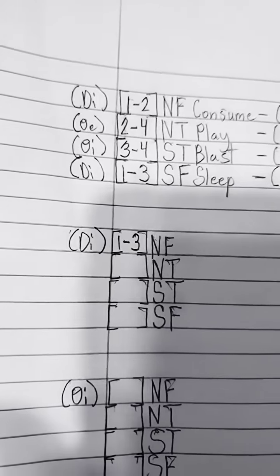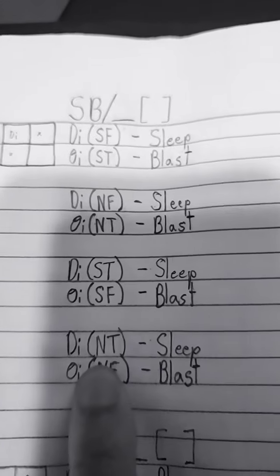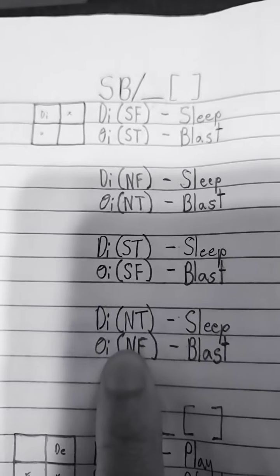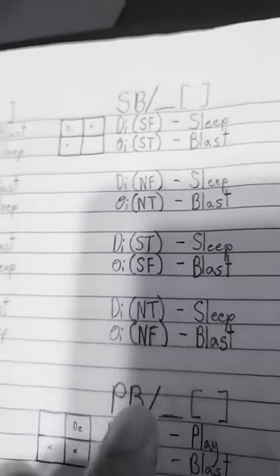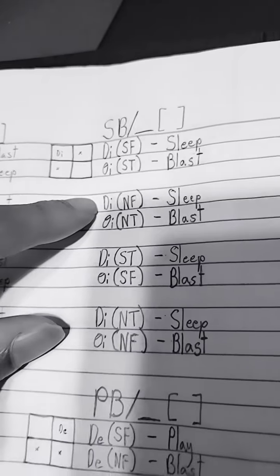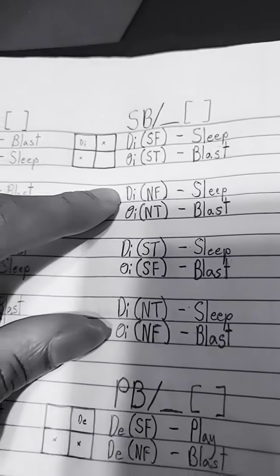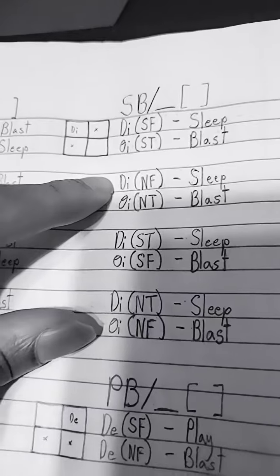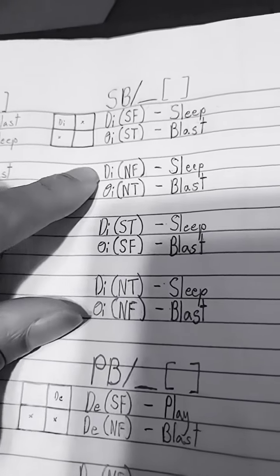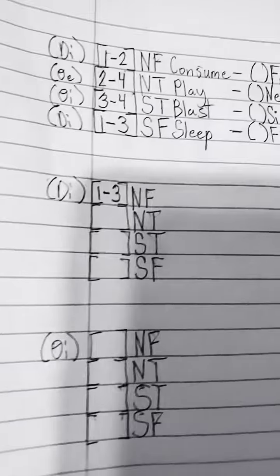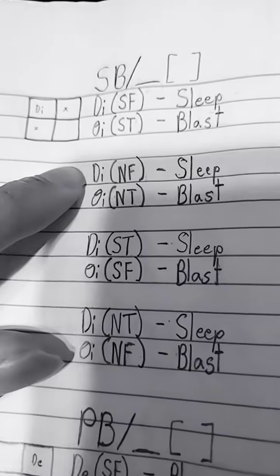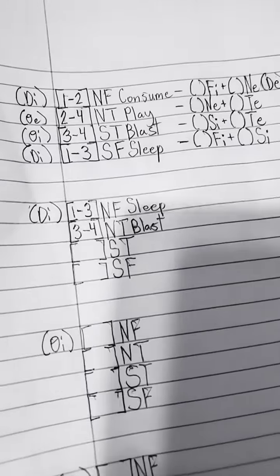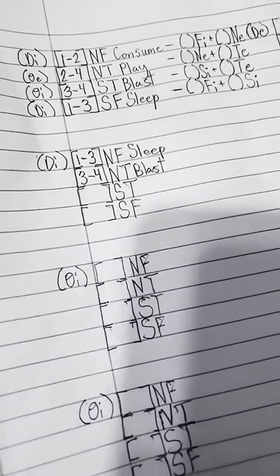DI 1 to 3 NF. Okay, I found it. DI 1 to 3 NF. Are you following with me? NF-NT, sleep blast. DI 1 to 3 NF-NT, sleep blast. Okay, I'm struggling with the next one.